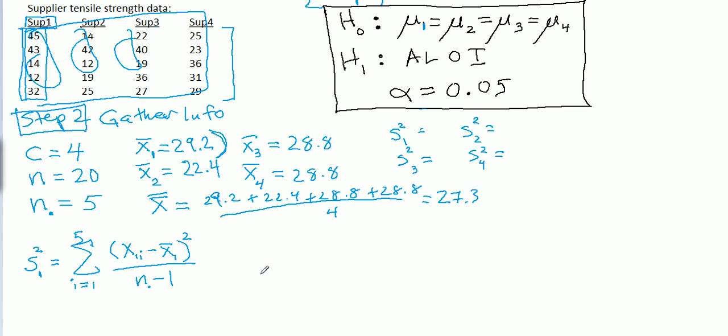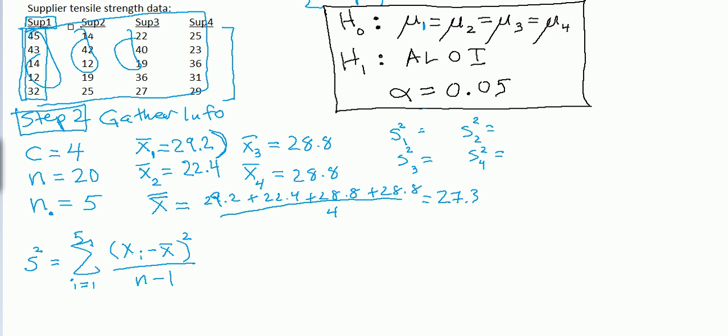So you don't need to memorize this formula. This is basically just applying the variance formula to each of the groups separately. If I take off this subscript, and I take off the dot here, and I take off the 1, and just leave the i, that's the formula for sample variance.